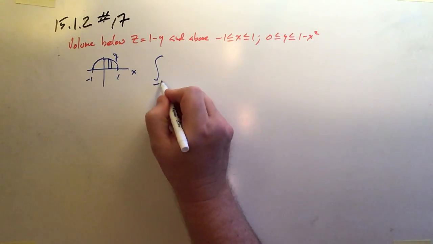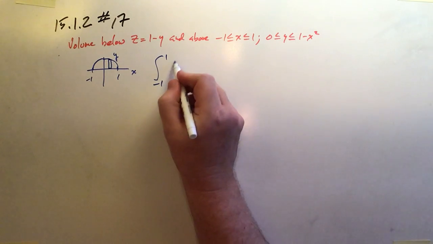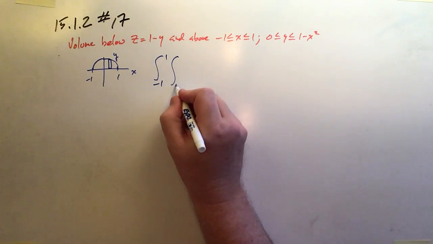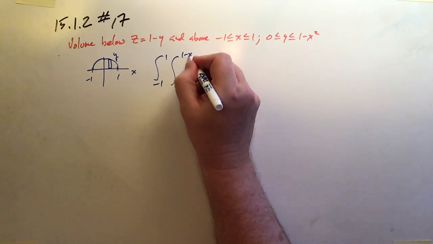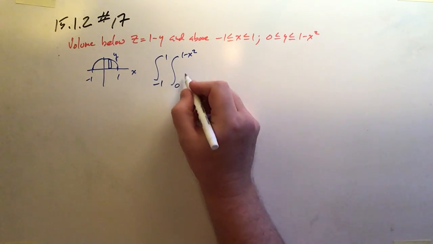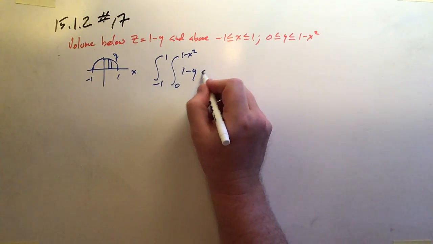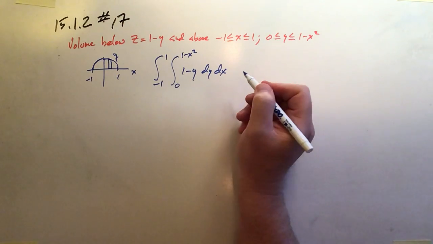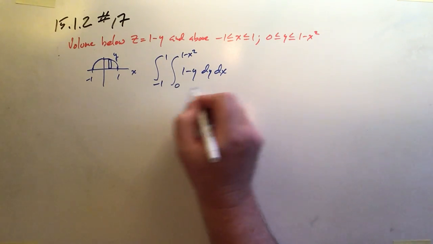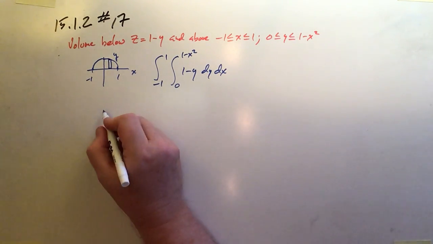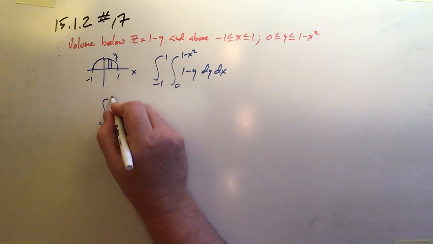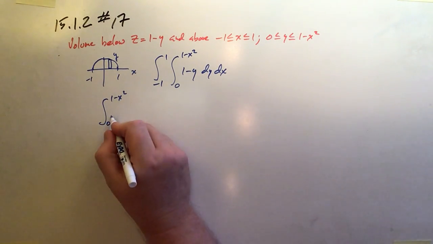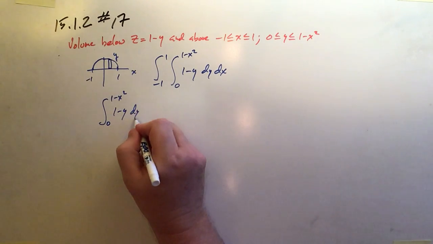So let's build those. It's -1 to 1, and then the integral for y is 0 to 1 minus x squared. We're integrating the function 1 minus y, dy dx. Okay, so let's do the inner one first. The inner one is the integral from 0 to 1 minus x squared of 1 minus y dy.